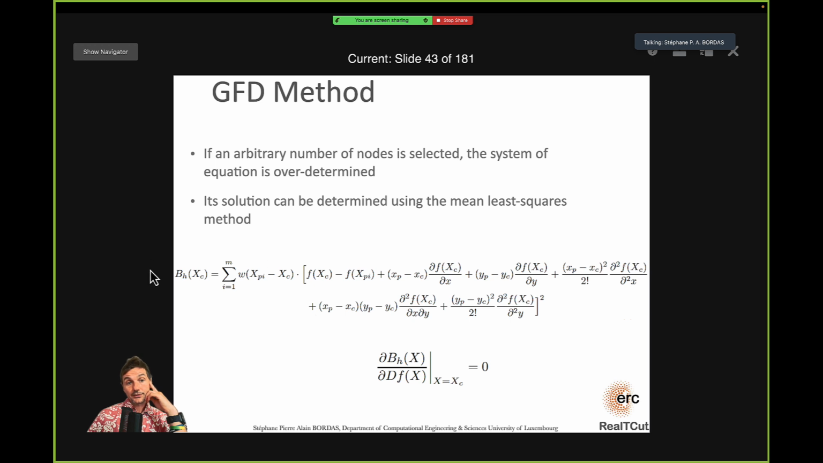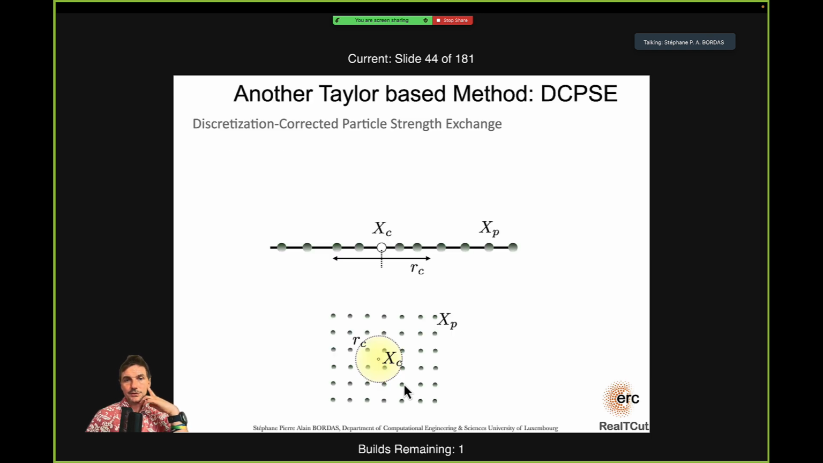So now what you do is you have a least squares functional that you're writing, and you try to minimize that with respect to the parameters. Okay, so so far so good. That's the very usual way of doing things.